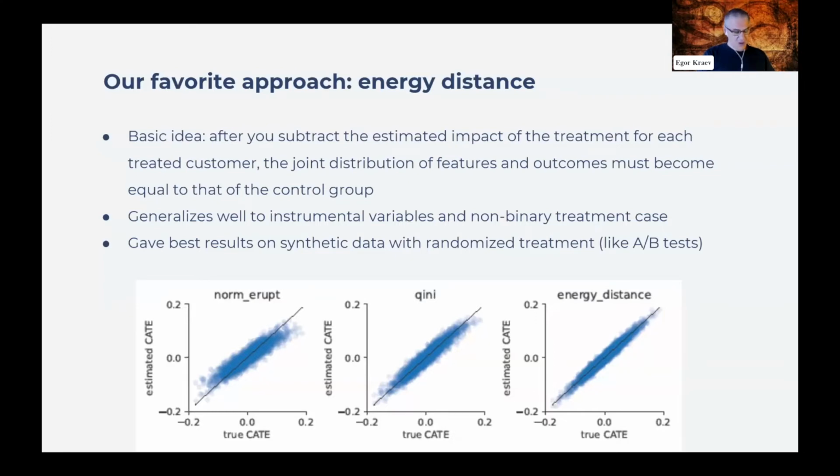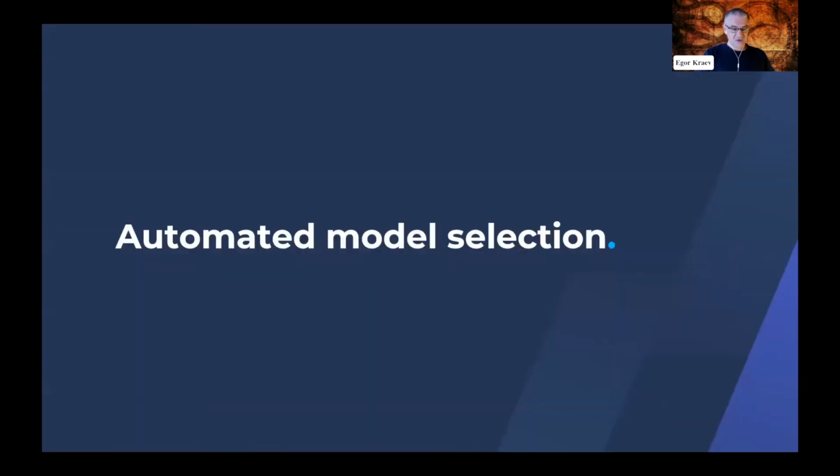That's a lot of math. But fortunately, there is a method that's already been implemented for testing the identicalness of those distributions. And empirically, we found that this method not only generalizes to all the different problems we discussed, which the other ones don't, but also leads to the best estimates. So if we use this to select the best model, then the actual scatter plot of actual versus estimated effects on synthetic data looks the best. So far, so good. Now we can compare models. Once we can compare models, we can select the best one.